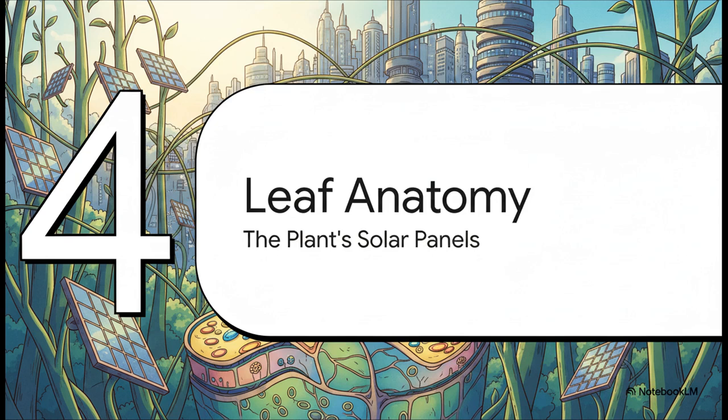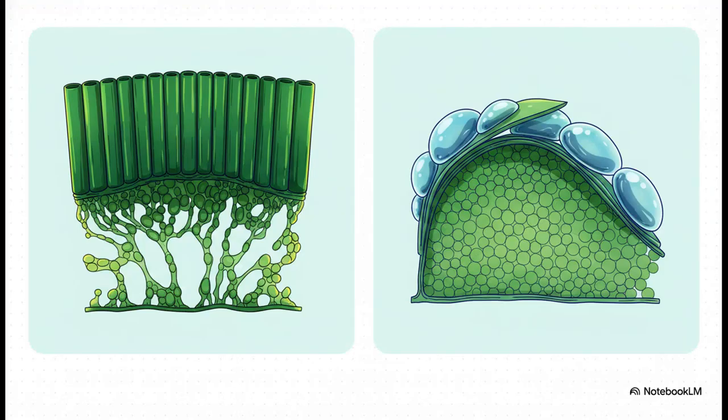Ascending to the very top of our plant metropolis, we arrive at section 4, leaf anatomy, the plant's solar panels. A leaf's architecture is perfectly tuned for its environment. Dicot leaves, which are called dorsiventral, actually have a distinct top and bottom. Their interior tissue, the mesophyll, is highly differentiated. You've got densely packed vertical palisade cells at the top to catch the sun, and loosely arranged spongy parenchyma below with air cavities for gas exchange. On the flip side, monocot leaves, like grasses, are isolateral, meaning their internal tissue is pretty uniform.